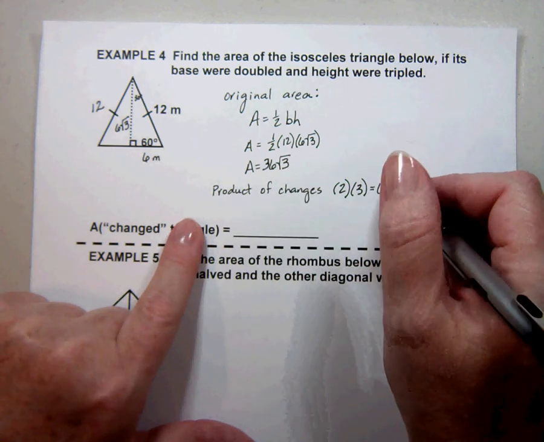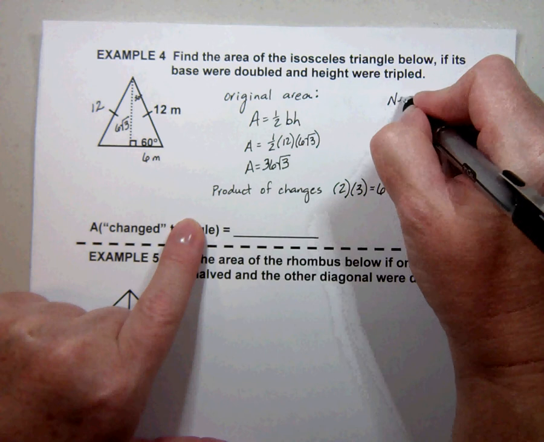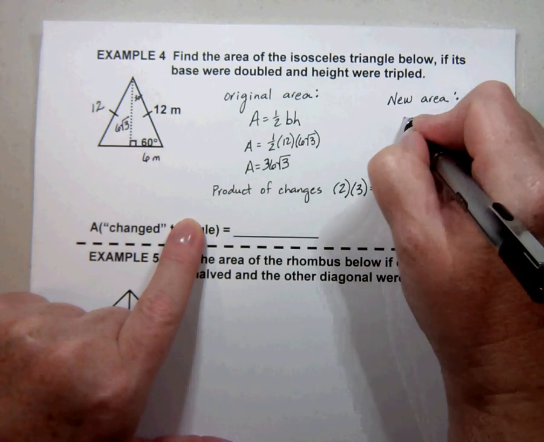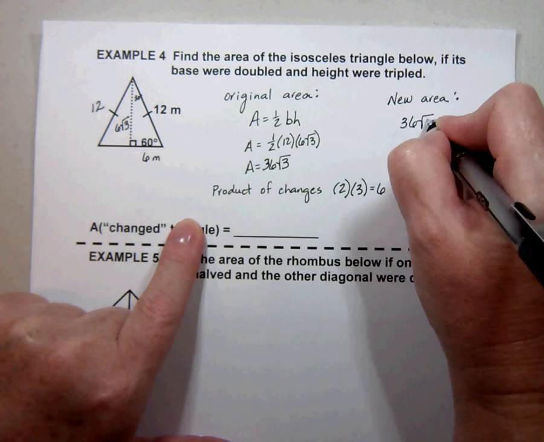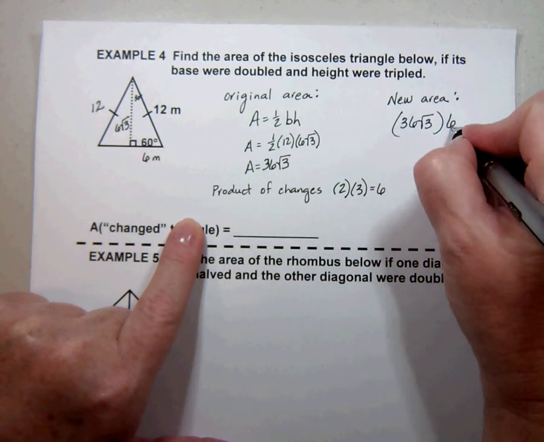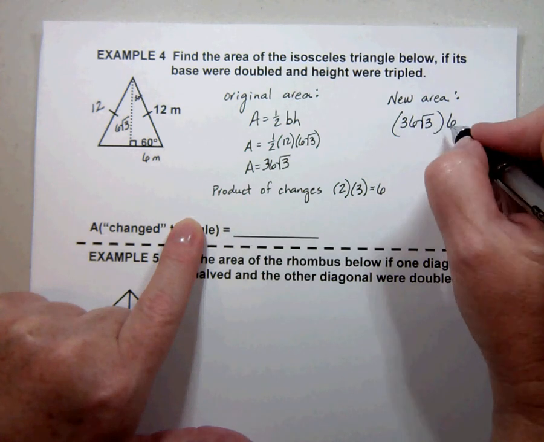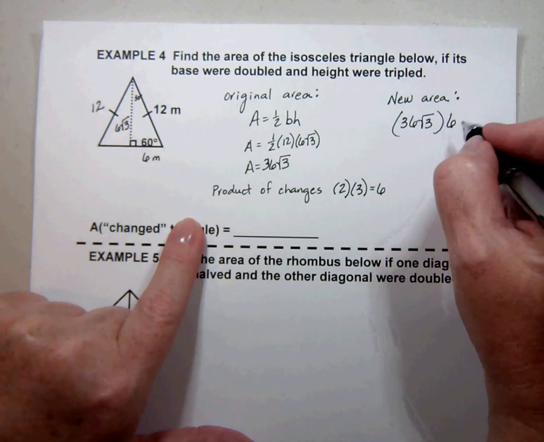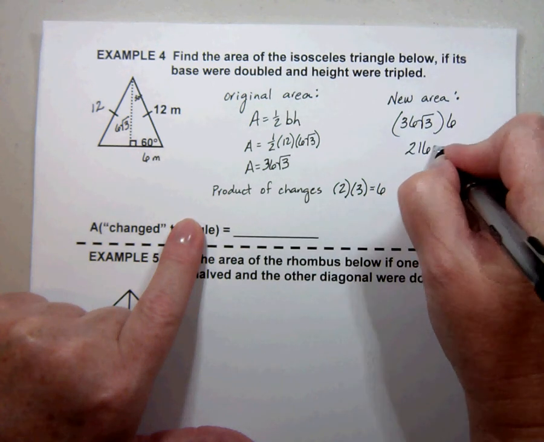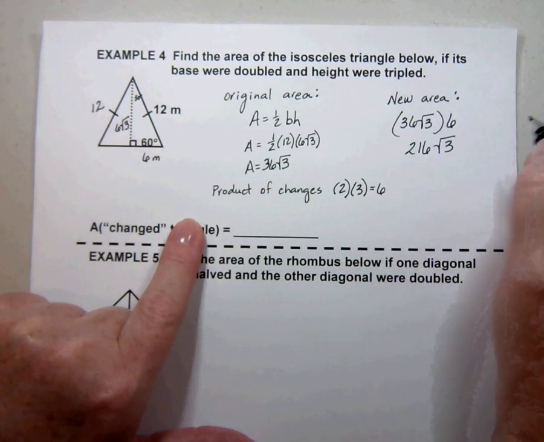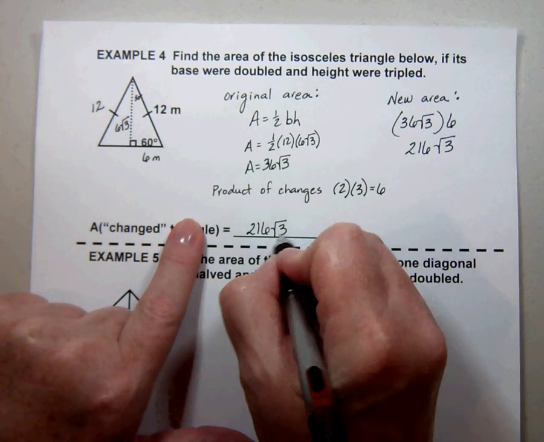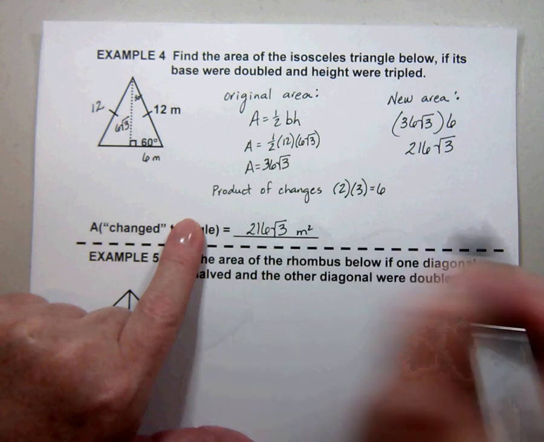So the new one, I'll just write new area, is going to be your old area times the product of your changes. So you're going to take that and multiply it by 6. Let's leave it in radical form. So you're just going to multiply 6 times 36, which is 216. Leave the square root of 3 as a radical. So 216 times the square root of 3 square meters.